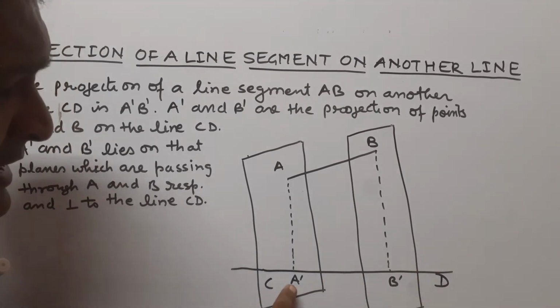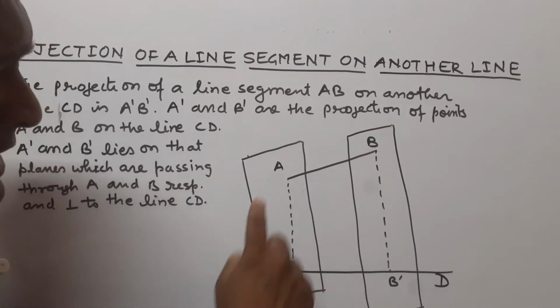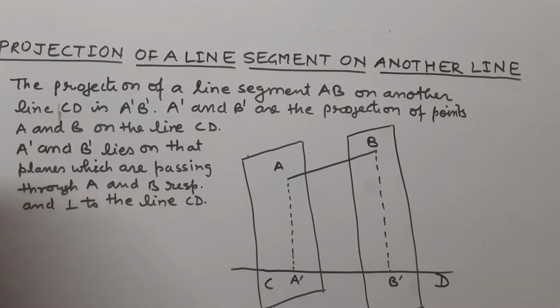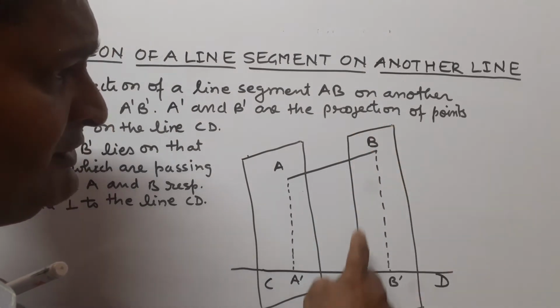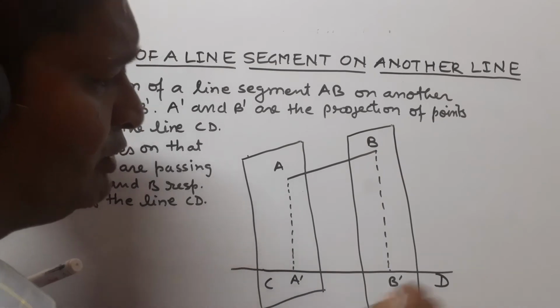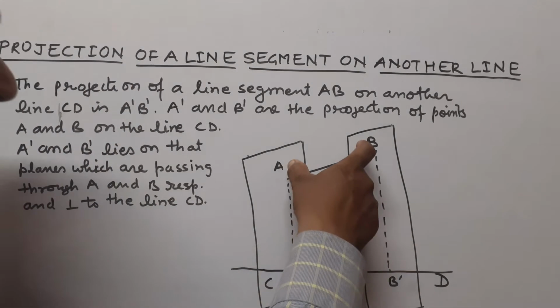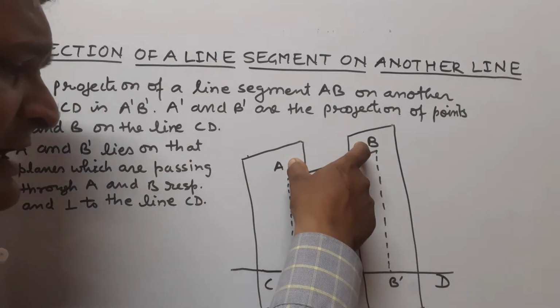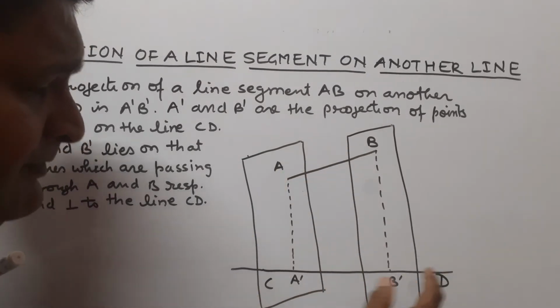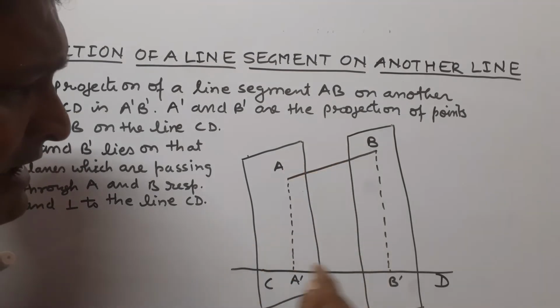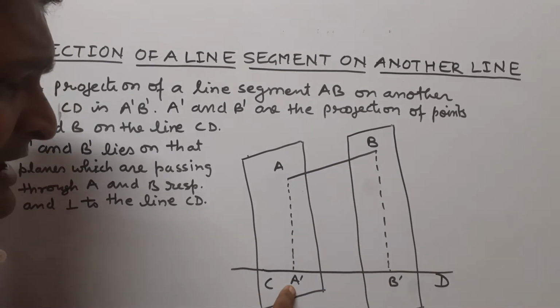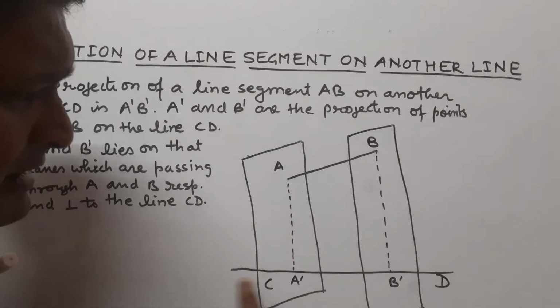Here A dash lies on that plane which is passing through the A point and perpendicular to the CD line. Here B dash is the point which lies on that plane which is passing through B point and perpendicular to CD line. Here AB is a line segment of a given line, CD another line. Here A dash B dash is the projection of this line segment AB on the line CD. This A dash point is the projection of A point on this line CD.